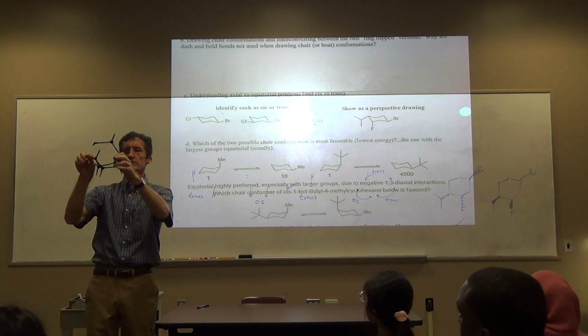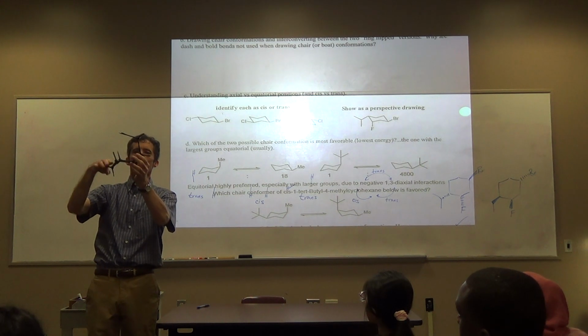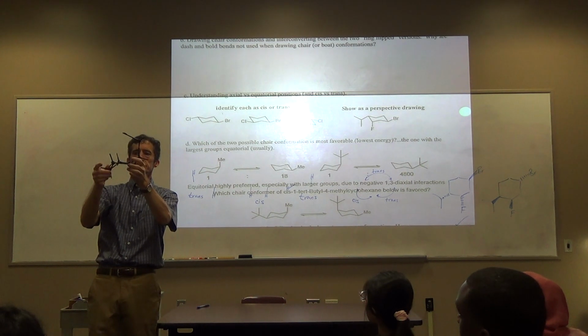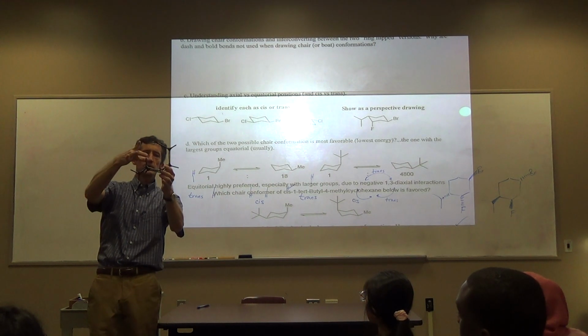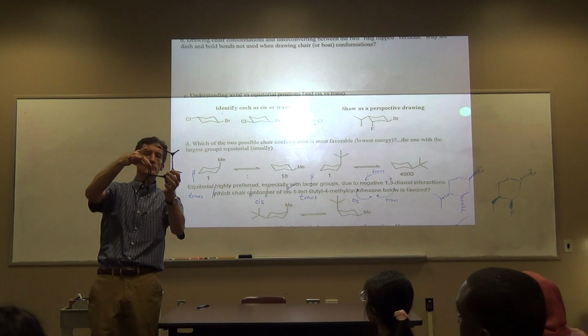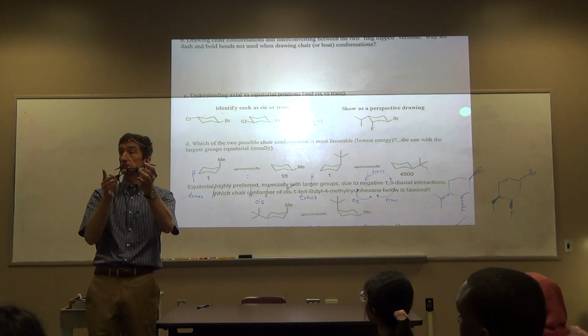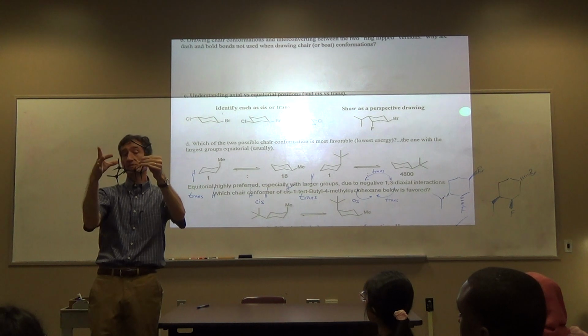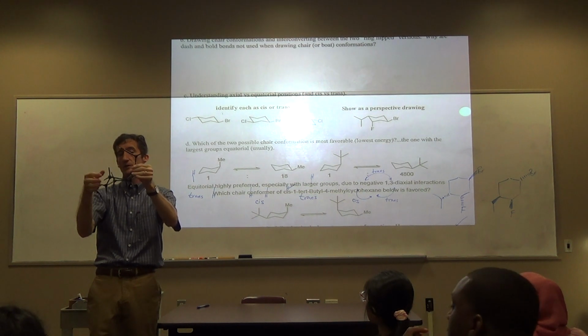If I do a ring flip, now it becomes axial, and we need to do this. This group now interacts with these 2 H's over here. They're also axial. 1, 2, 3. That's called 1-3 diaxial interactions. And that's sterics. Sterics is where bonds and atoms crowd each other.